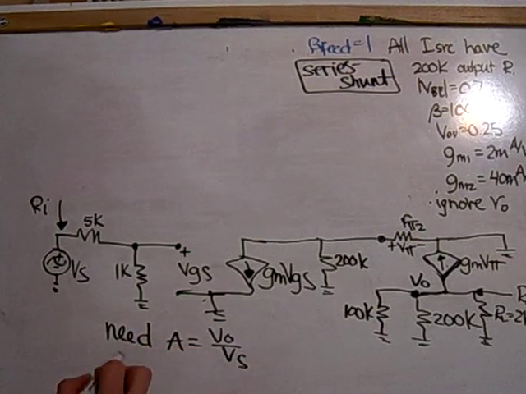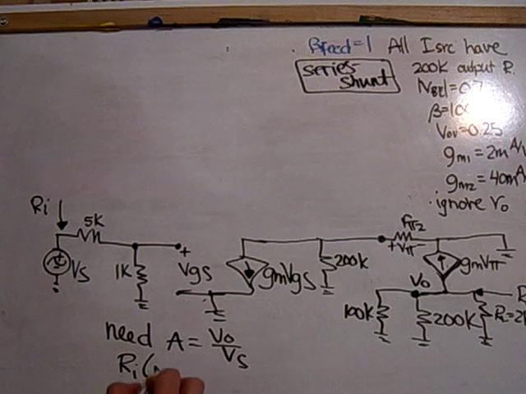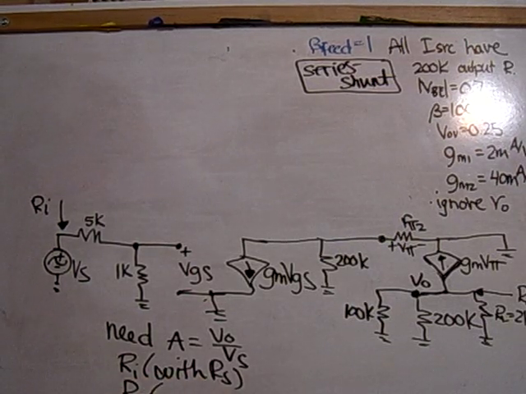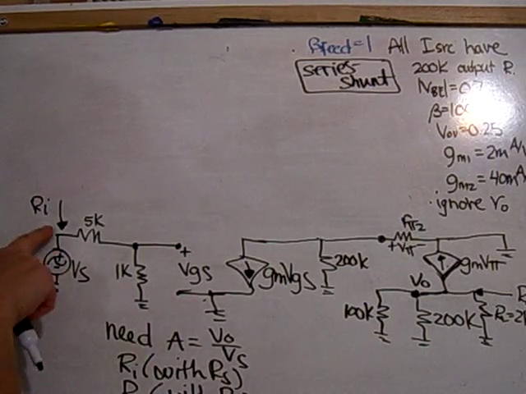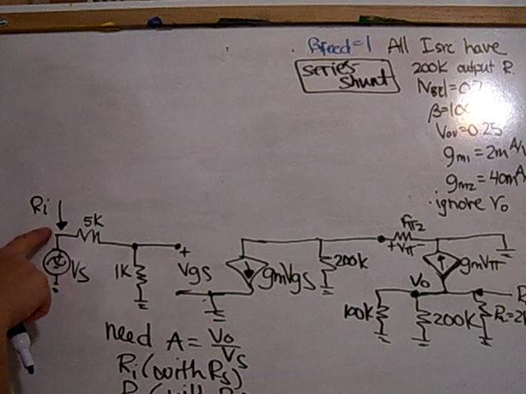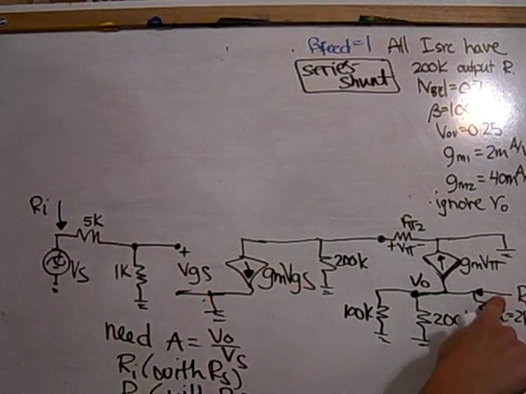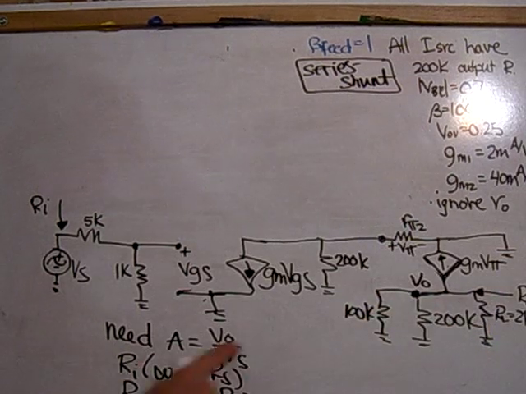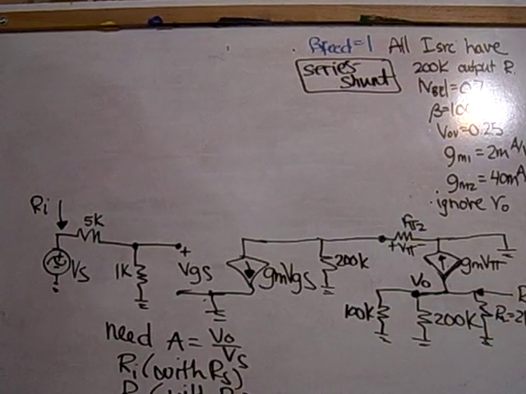And I need to get Ri with Rs in it. And I need to get Ro with Rl in it. So Ri including Rs will be located at this place, and Ro including Rl will be located at this location. So first let me find A.